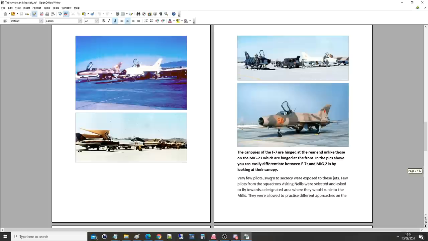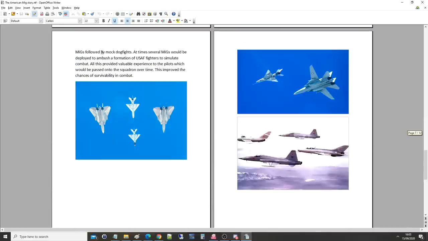Very few pilots sworn to secrecy were exposed to these jets. A few pilots from the squadron's village in Nellis were selected and asked to fly towards a designated area where they would run into the MiGs. They were allowed to practice different approaches on the MiGs, followed by mock dogfights. At times, several MiGs would be deployed to ambush a formation of USAF fighters to simulate combat. All this provided valuable experience to the pilots, which would be passed on to the squadron over time. This improved the chances of survivability in combat.